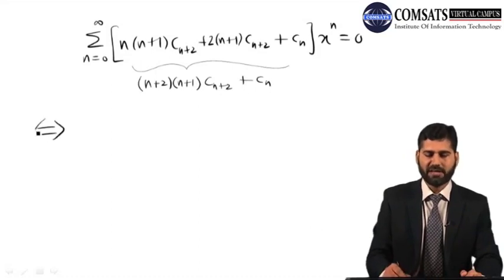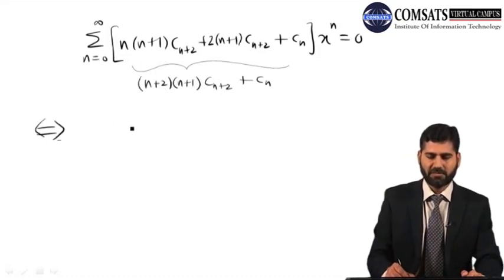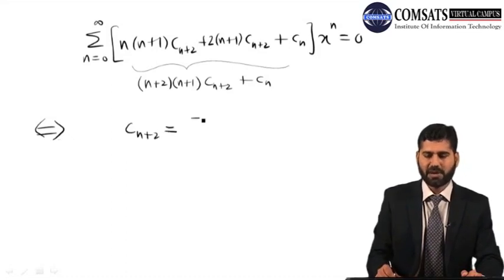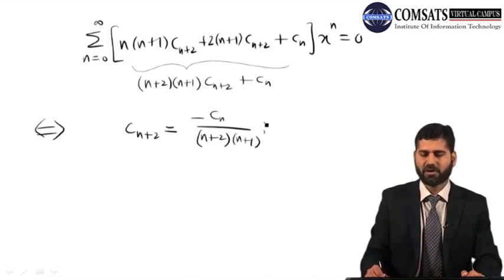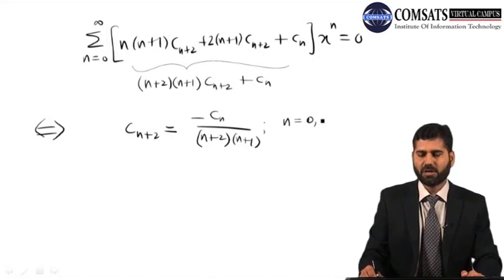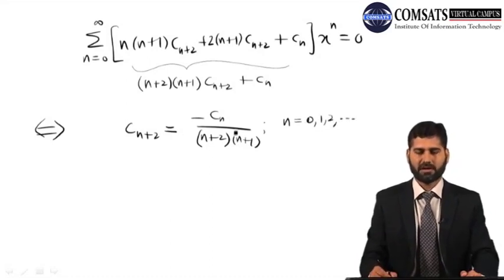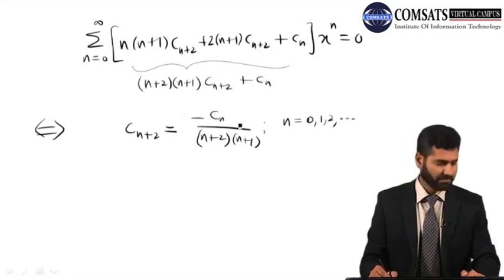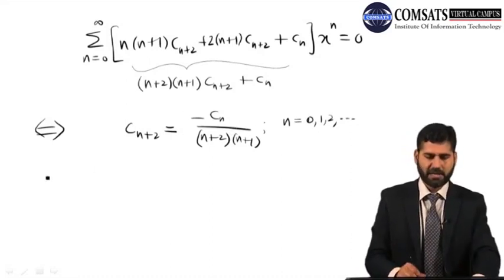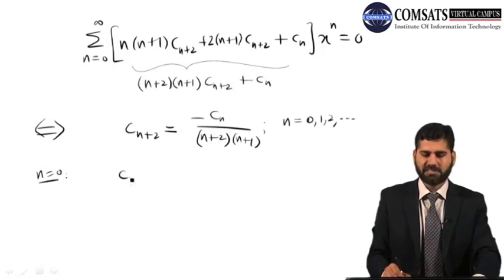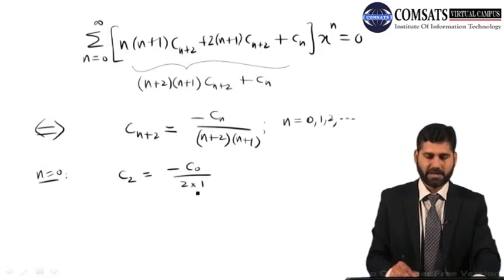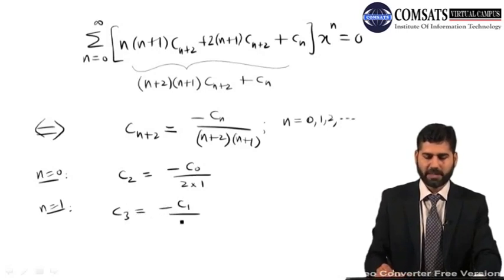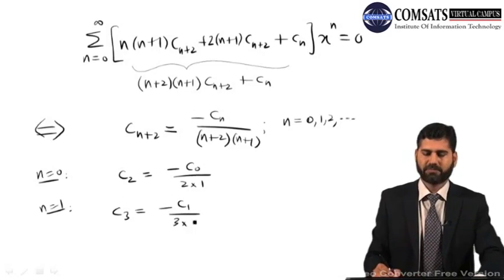So this is true only if these coefficients are equal to 0. It means Cn plus 2 is equal to minus Cn over n plus 2, n plus 1 for all n goes from 0, 1, 2, and so on. Alright, so this is your recurrence relation. Alright, so to get the coefficients, I will start by n is equal to 0. And 0 gives me c2 is equal to minus c0 by 2 and 1. Alright, n is equal to 1 will give me c3 is equal to minus c1 over 3, 2. Right?